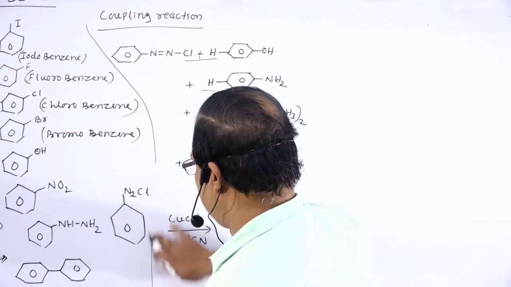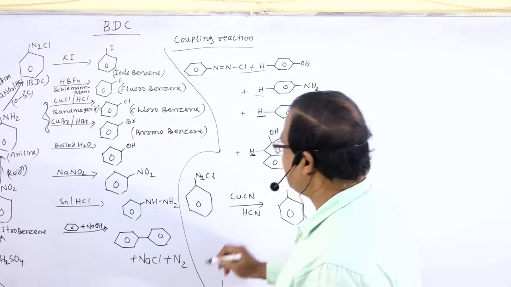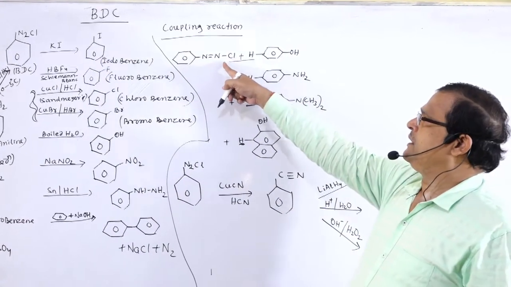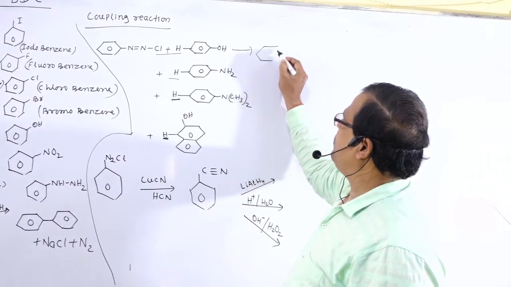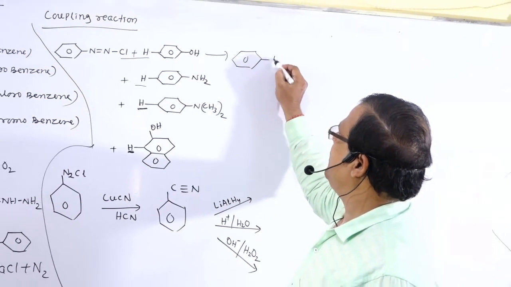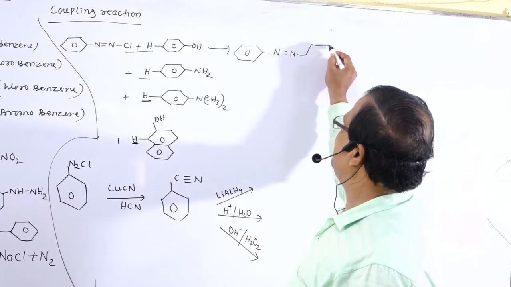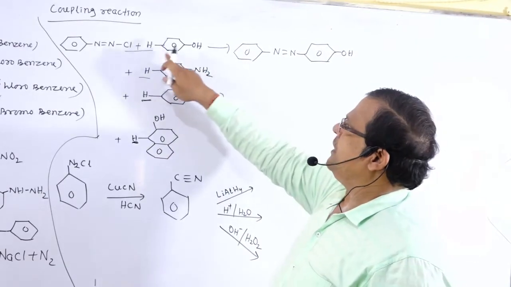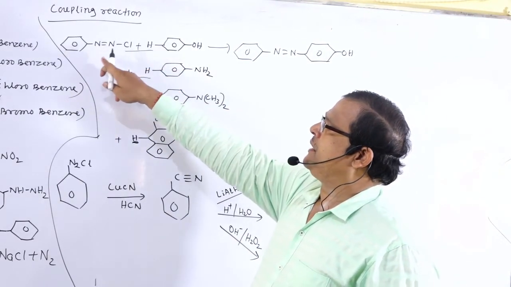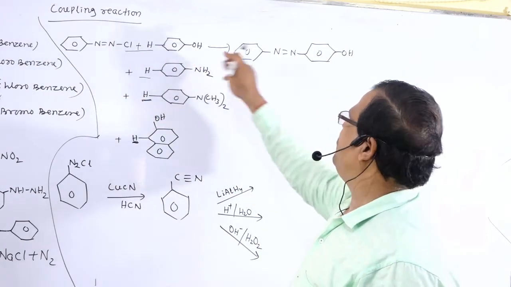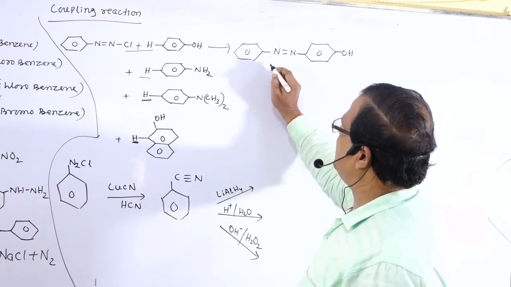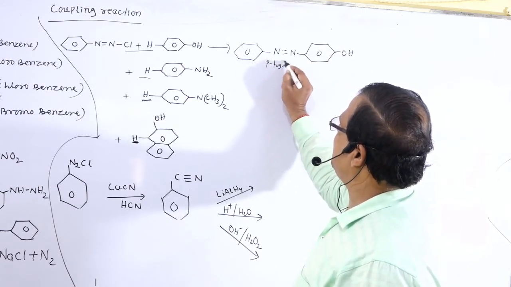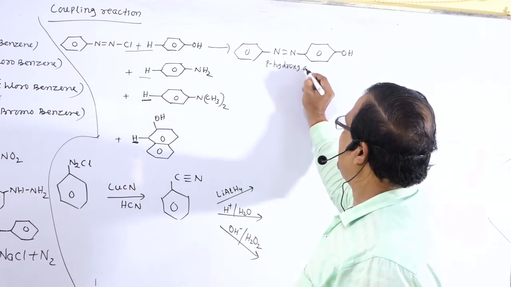This is regarding BDC with phenol. There is the formation of parahydroxy azobenzene. H and Cl removed in the form of HCl, benzene N double bond N benzene OH. Parahydroxy azobenzene.